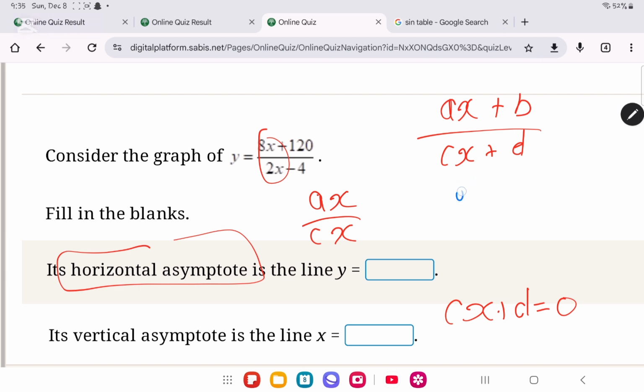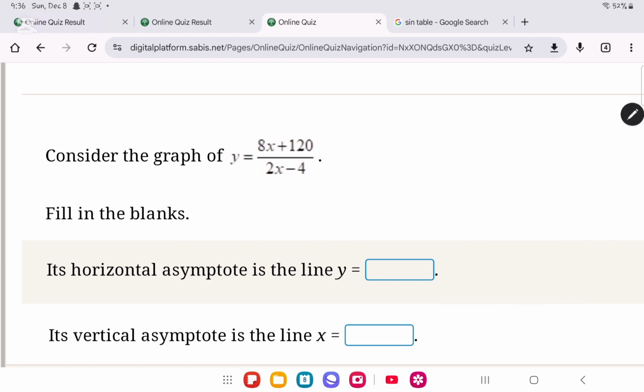If they are asking you for the y-intercept, it is b over d. If they are asking you for the x-intercept, then it is ax plus b is equal to 0. So please remember this. Horizontal asymptote is ax over cx, vertical asymptote is cx plus d is equal to 0, y-intercept is b over d, x-intercept is ax plus b is equal to 0. So the horizontal asymptote is going to be 8x divided by 2x, which is 4.